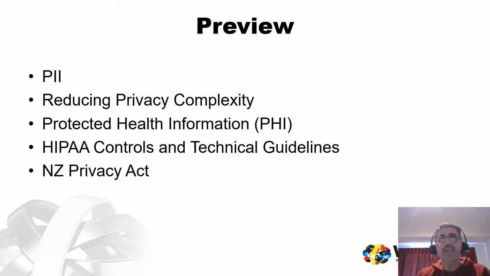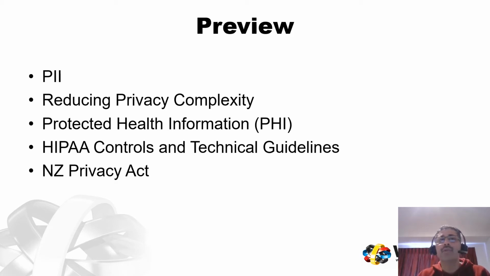The topics we shall cover today are personally identifiable information, where we shall have a relook at the concept of what personally identifiable information is and how we need to deal with it in a technical manner. We then look at reducing privacy complexity, where we'll have a brief look at how the complexity of implementing privacy controls within organizations can be handled.